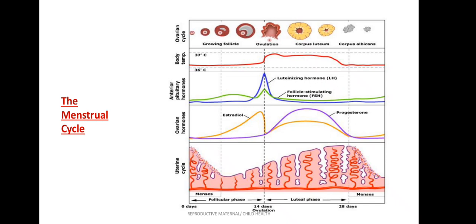So let's look at the LH surge. The pre-ovulatory luteinizing hormone surge drives the oocyte into the first meiotic division and initiates luteinization of the thecal and granulosa cells, and the resulting corpus luteum produces high levels of progesterone and some estrogen. So at ovulation, there's an LH spike which stimulates ovulation and releases the ovum from the follicle.